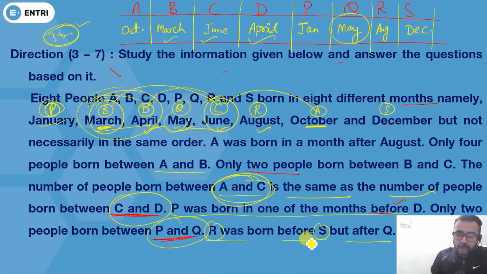R was born before S but after Q. So R was born before who? S. So we don't know S here, but we know Q. So after Q, you have August and December. You cannot write R here because R should be before S. So this R will be in August, after Q and before S. So S will be in December. So this was the puzzle, and you have solved this.